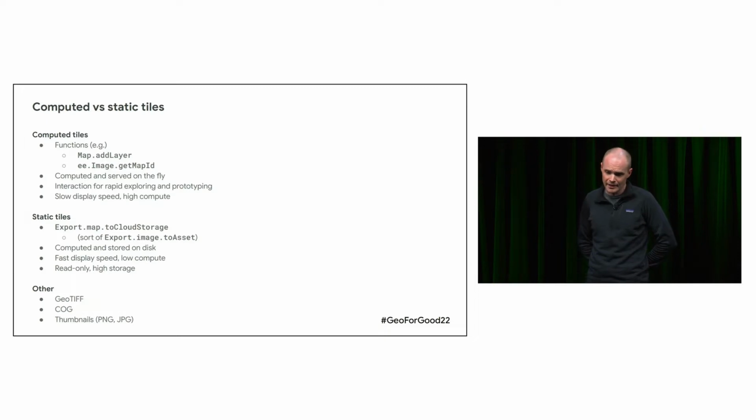So static tiles is an option where you export the visualization to cloud storage. You could also sort of do this by exporting to asset, but it's not the actual map tiles, so again, there's compute involved. And so these are computed, you export it, and it's stored on disk. And so when they make a request, it's very fast to load, so it's great user experience, and it's low compute. But it is read-only, so you can't modify that data.